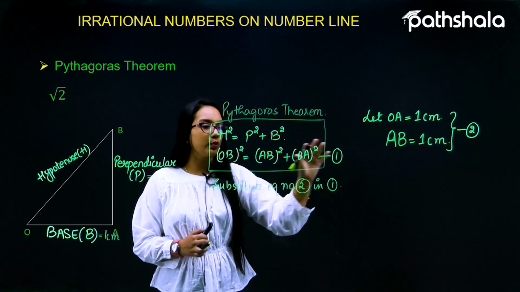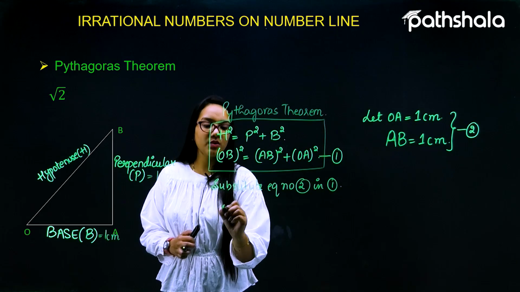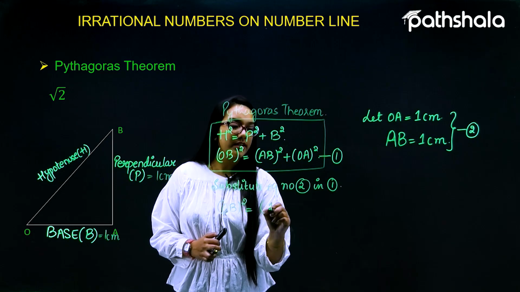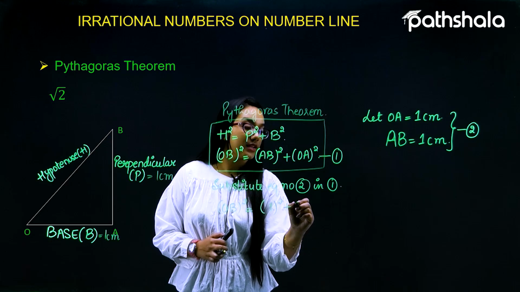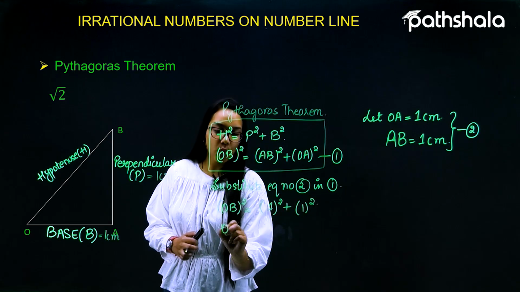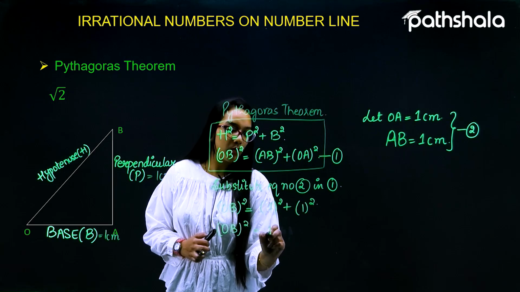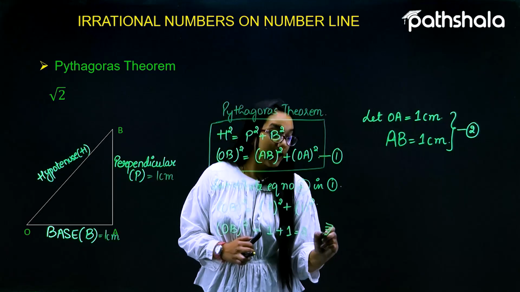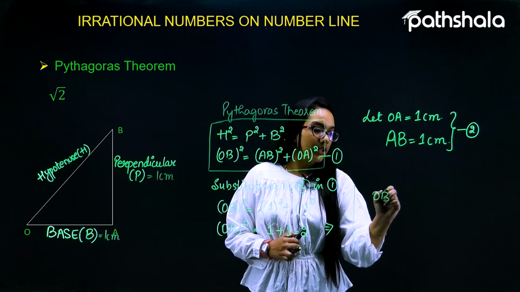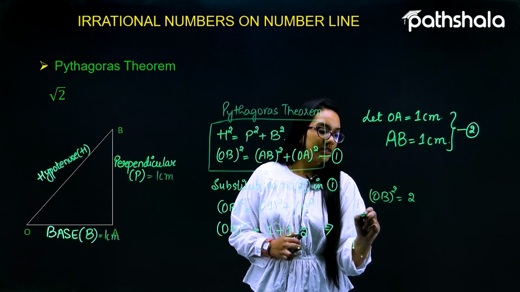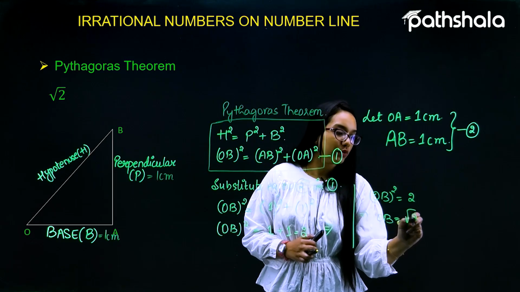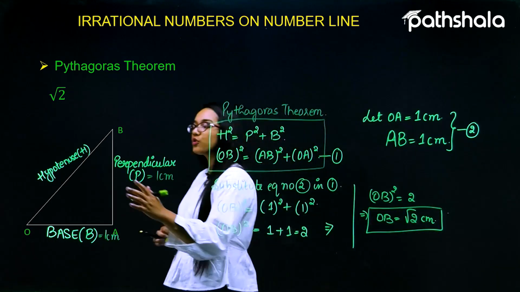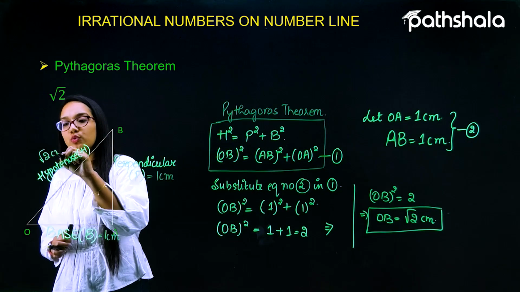If I substitute equation 2 in 1, then OB's square is equal to AB square. What is the value of AB? AB is 1 centimeter, so 1 square, plus OA is 1, so 1 square. So OB's square is 1 plus 1, which is 2. It means that OB's square is equal to 2, which means OB is square root 2 centimeters. So the hypotenuse over here is square root 2 centimeters.